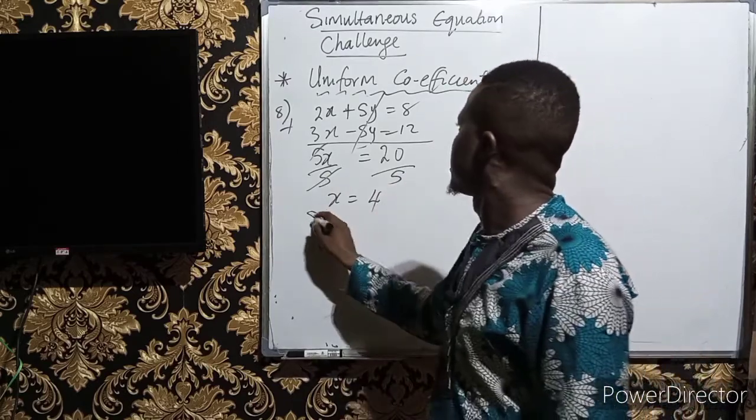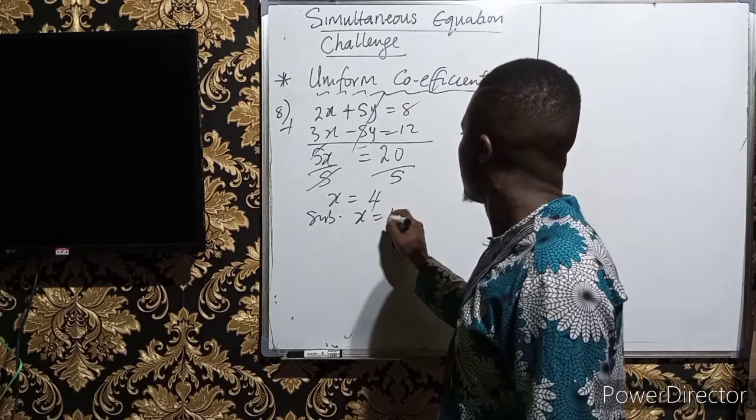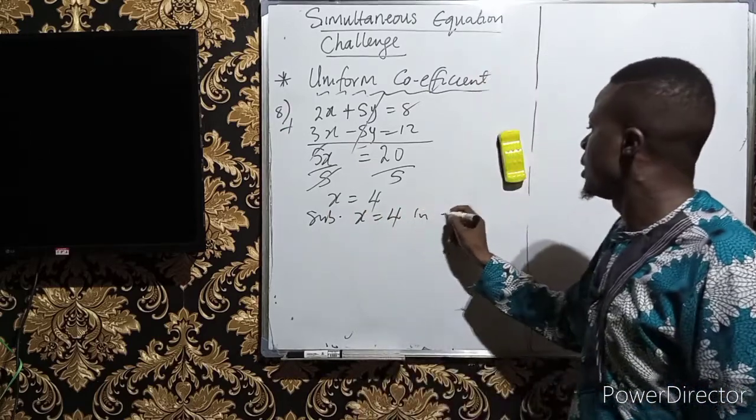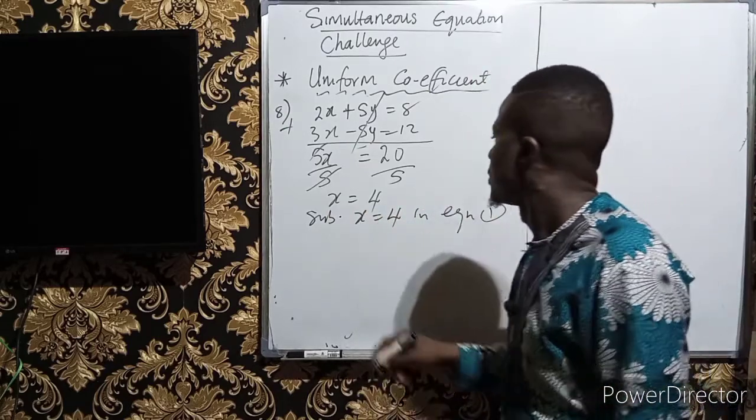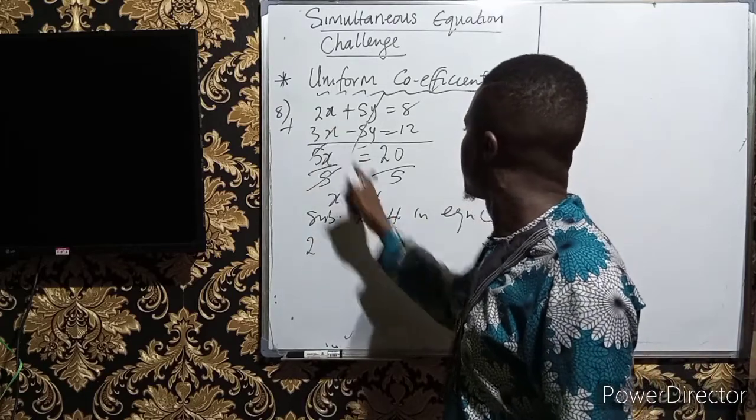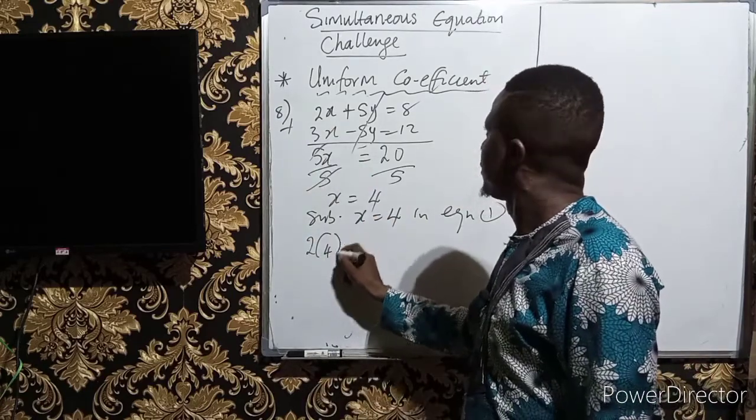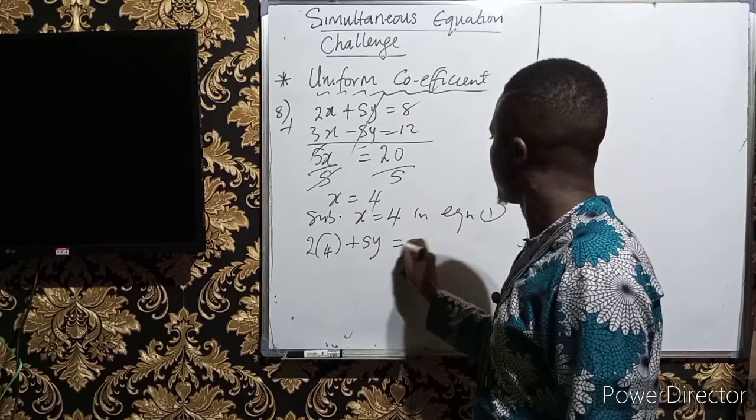Now substitute x equal to 4 in any of the equations. Let's say in equation 1. So I have 2x, I'll plug in 4, plus 5y equals 8.